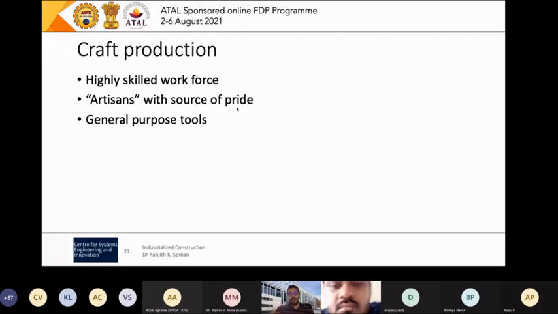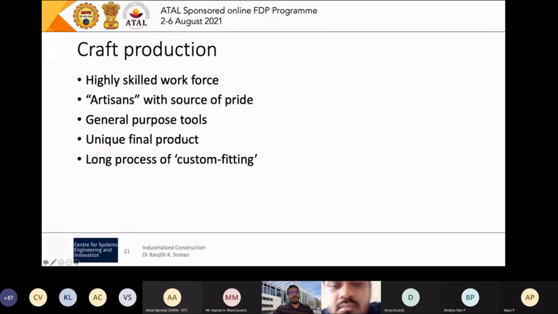Everybody had a particular set of tools, and they were completely using the general purpose toolbox for everything. They don't have unique tools which increase the efficiency. Then they had a unique final product. We did talk about construction. Every project is a one-off technical solution, and it is unique. And just like construction, they were doing prototypes every time in a way. And there was a long process of custom fitting. So we were talking about traditional construction and how it takes longer to fit.